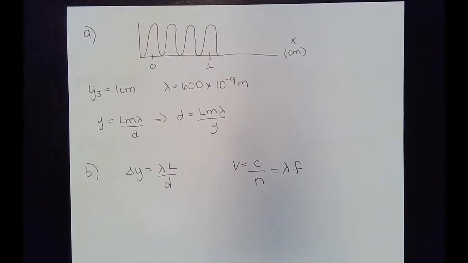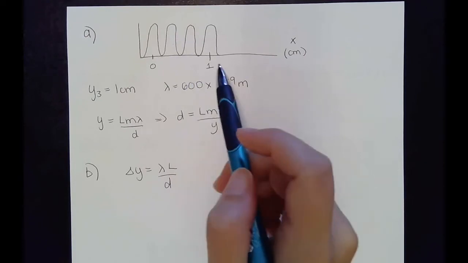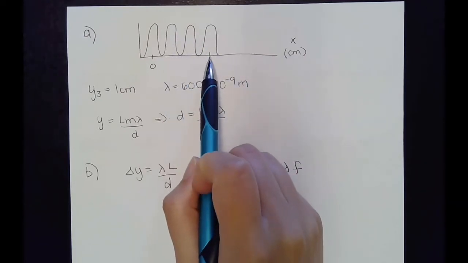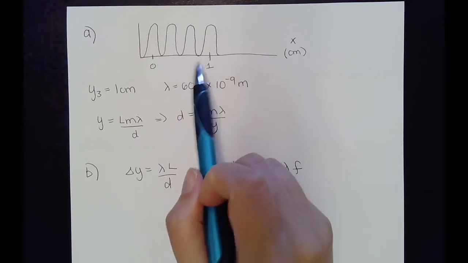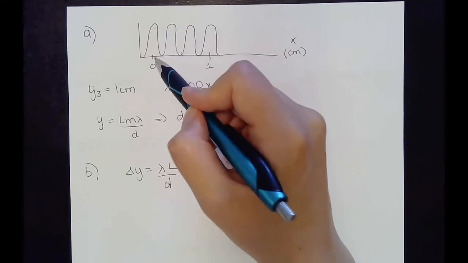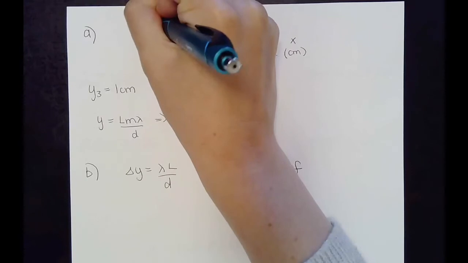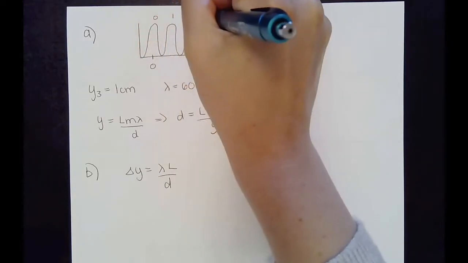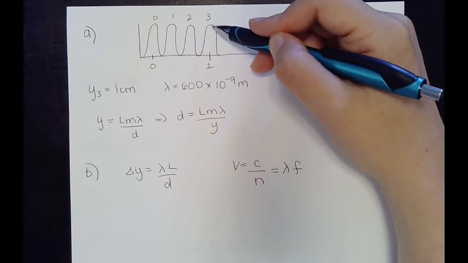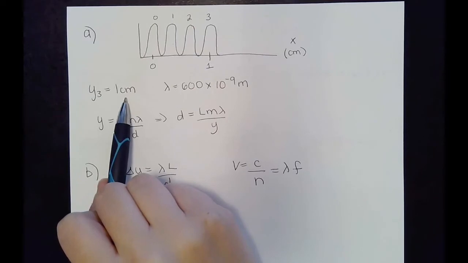Alright, so I've drawn out just a small portion of the diagram. There's more than one way to read information off of this. To me, it looks most obvious to use the y equals 1 position. You could use the fringe spacing instead. Okay, so if this is 0, and 1 centimeter is here, which is m equals 0, 1, 2, and 3, so this is the m equals 3 bright fringe. It's bright because of the high intensity here. So y3 is 1 centimeter.